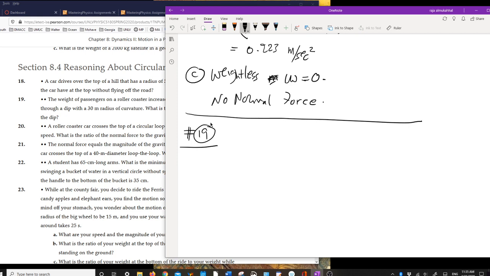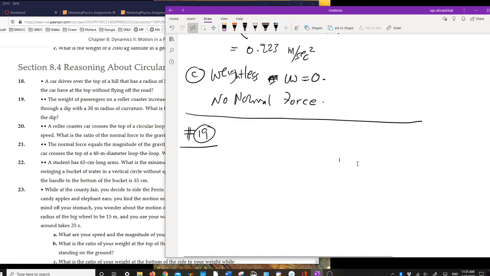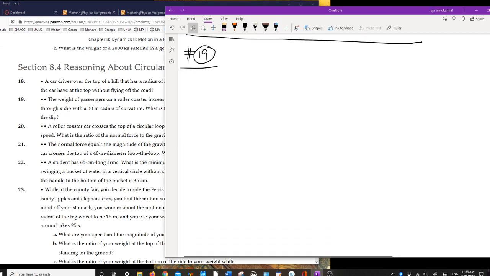It says the weight of a passenger on a roller coaster increases by 50% as the car goes through a dip with a 30-meter radius of curvature. What is the car's speed at the bottom of the dip? Okay, let me draw a diagram here for you. So you have that dip that looks something like that. Here is the passenger right here, moving with this velocity like that.